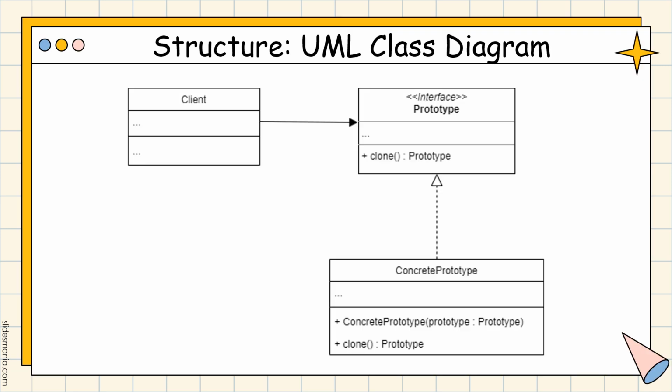This is the UML class diagram for the prototype design pattern, which consists of the client class, a prototype class, which is an interface or an abstract class and has a clone method, and a concrete prototype class which implements the interface and has a clone method.